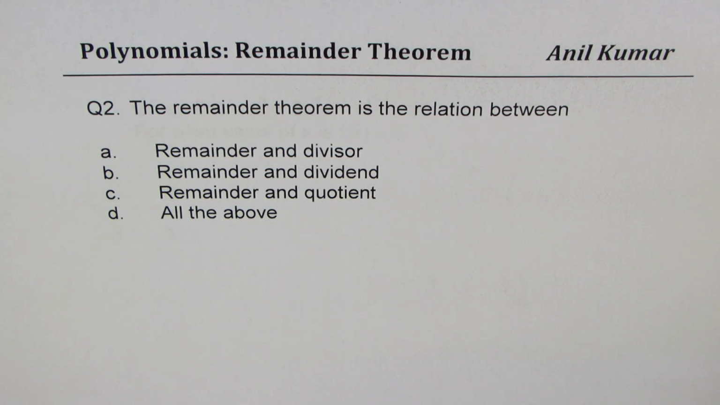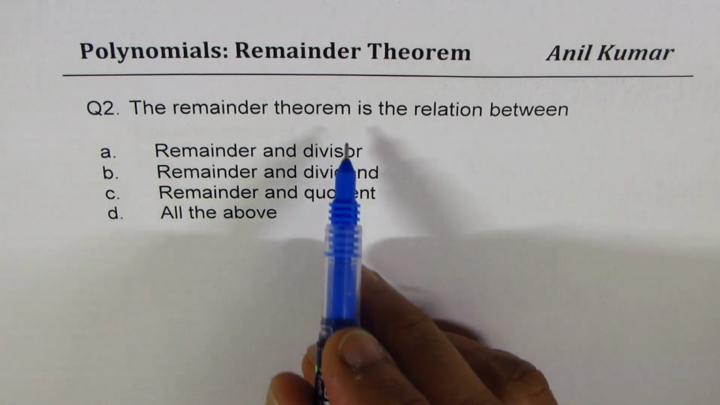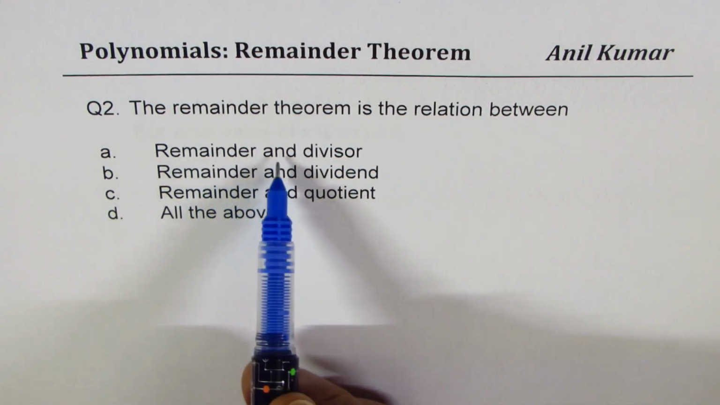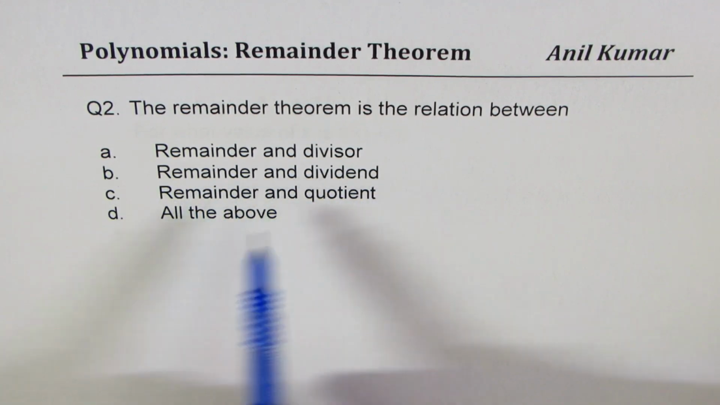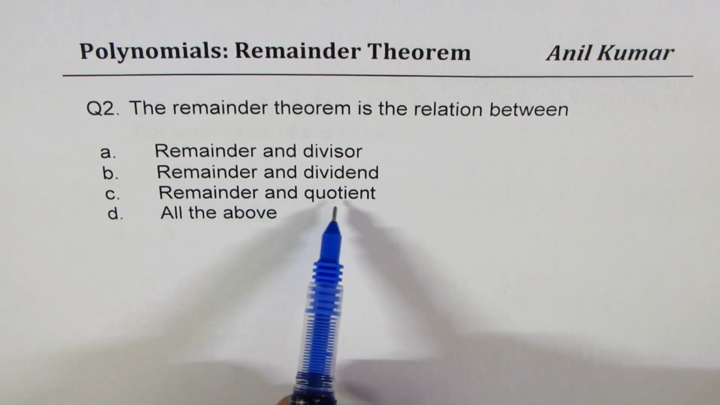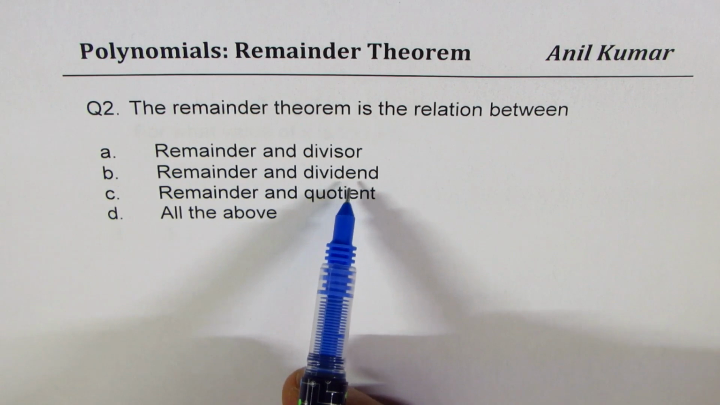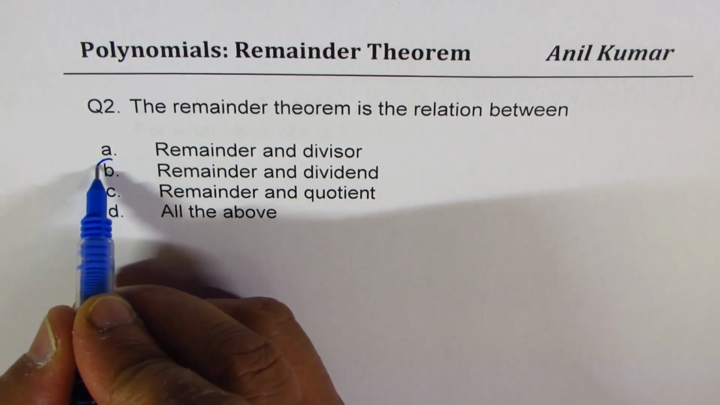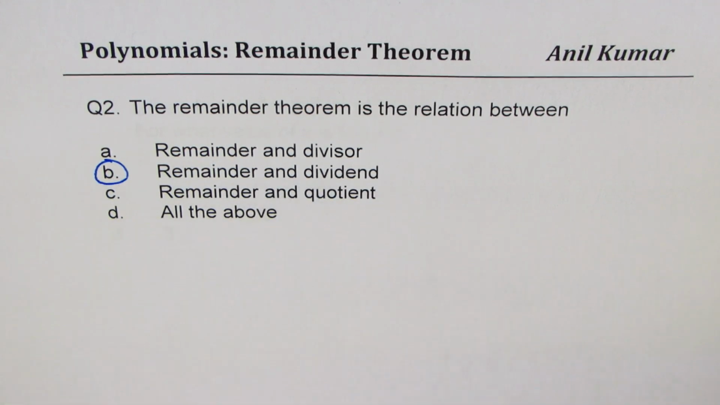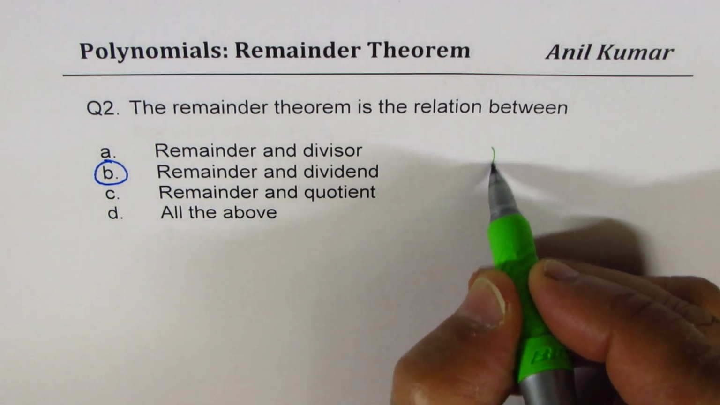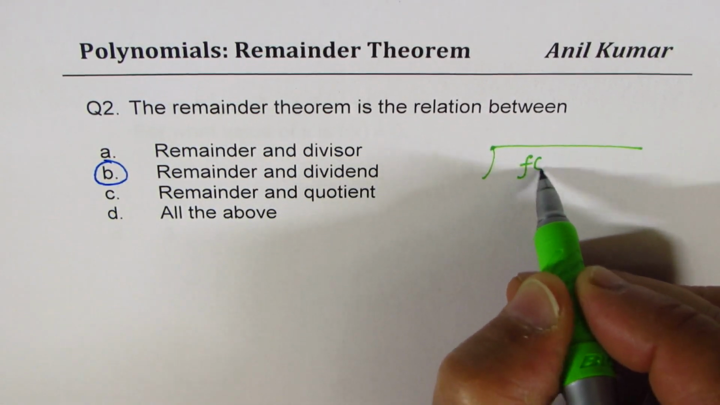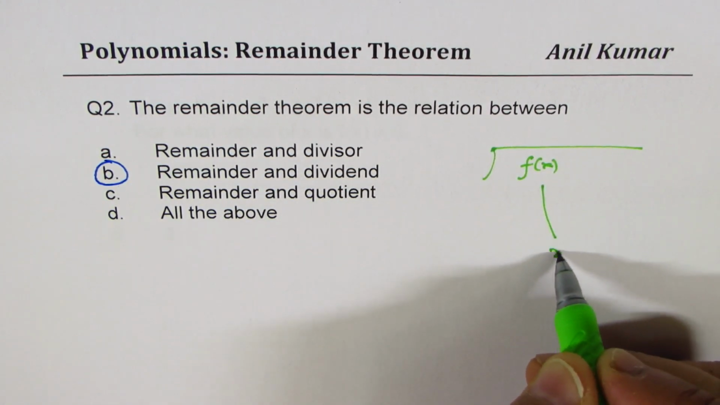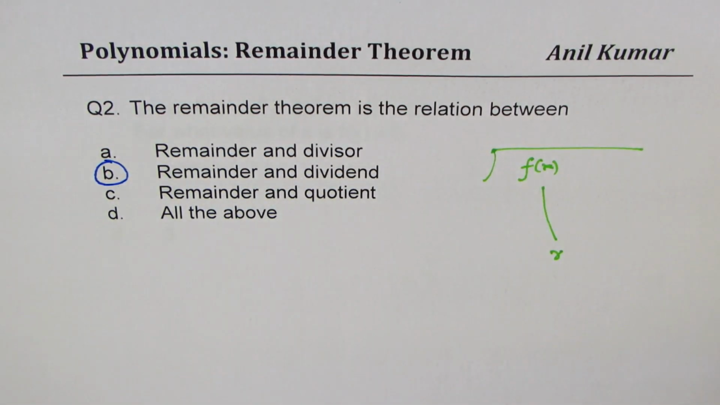Now let's take question number 2. The remainder theorem is the relation between remainder and divisor, remainder and dividend, or remainder and quotient. So clearly it is between remainder and the function itself, which is referred to as dividend, right? So it is between the function, which is right there, and the remainder. These are the two things related with the remainder theorem.